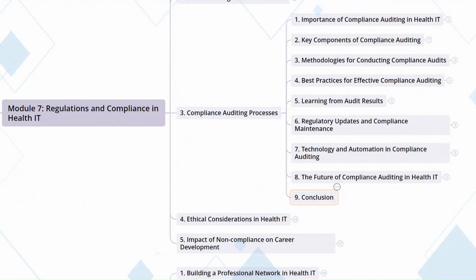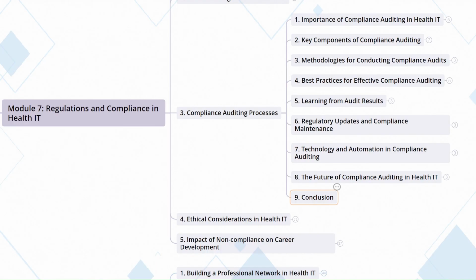Through systematic planning, thorough execution, and comprehensive follow up, organizations can build a culture of compliance that enhances operational efficiency, mitigates risks, and ultimately contributes to better patient care. As healthcare regulations evolve, ongoing education, technology integration and proactive stakeholder engagement will be critical for maintaining robust compliance auditing practices within health IT.